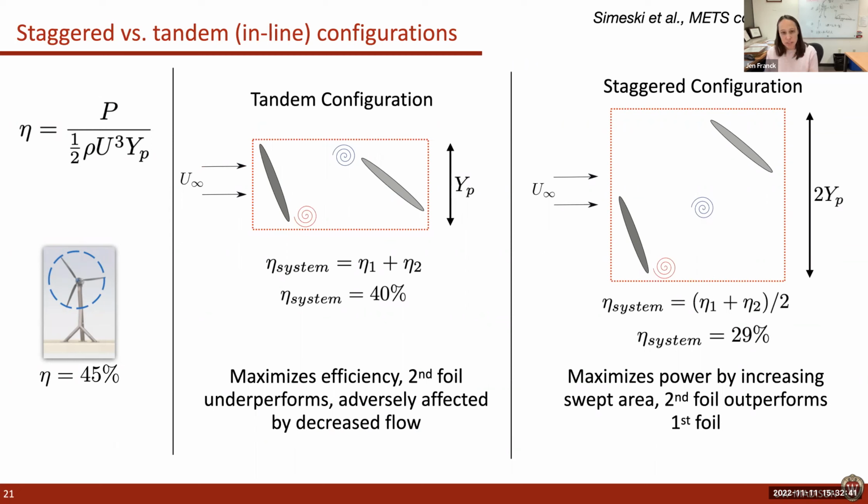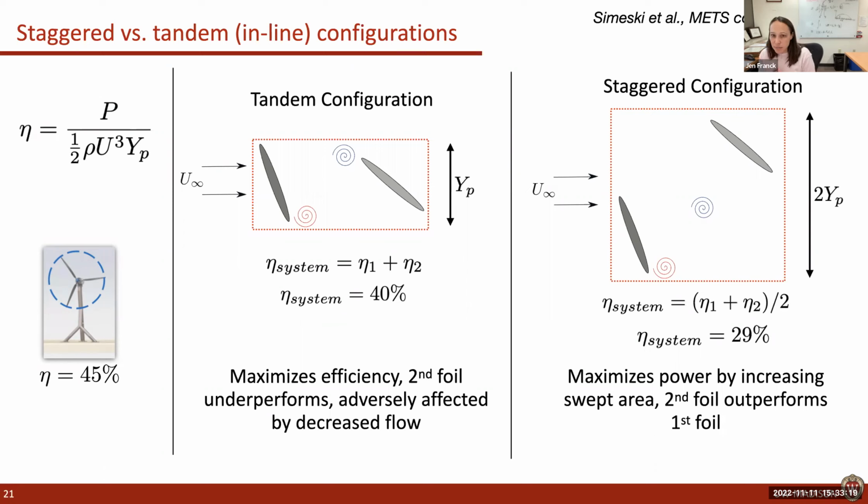So these are 2 foils that are completely front and back from one another. So they are taking up the same swept area, right? So they're sweeping the same area. So the denominator, that YP value, stays the same. And you can just add the efficiencies of those 2 foils to get a system efficiency. So this tells us, based on these simulations, that our system efficiency could be about 40%, which is already approaching 45% of our rotational system.